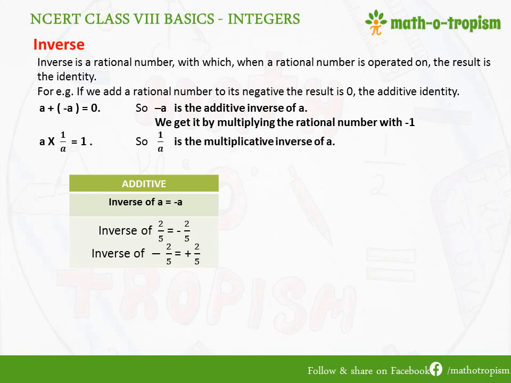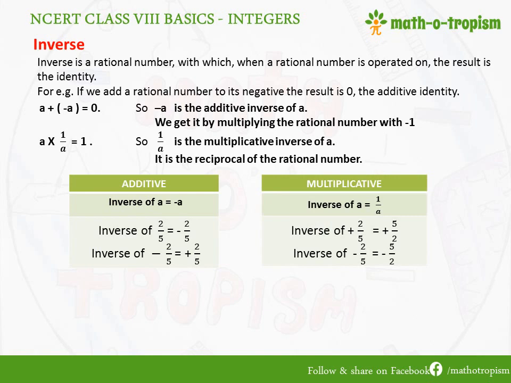Similarly, a into 1 by a will give me 1. So when we talk about the multiplicative inverse, we have to multiply a given number with its reciprocal to get the identity 1. Hence, 1 by a is the multiplicative inverse of a, and it is nothing but the reciprocal of the given rational number. So the inverse of 2 by 5 will be 5 by 2, and the inverse of minus 2 by 5 will be minus 5 by 2.